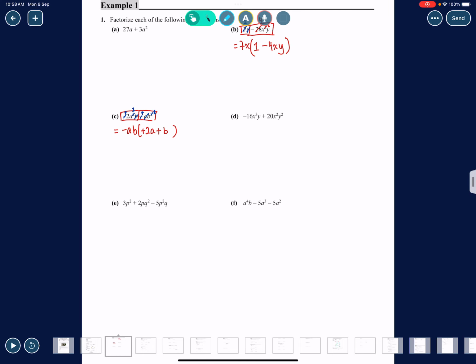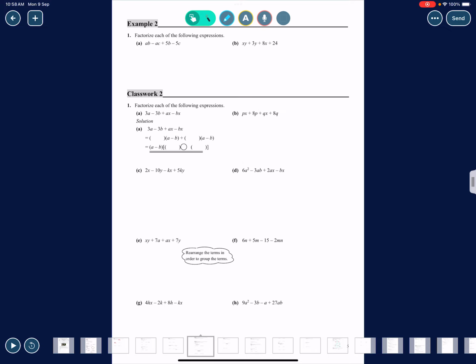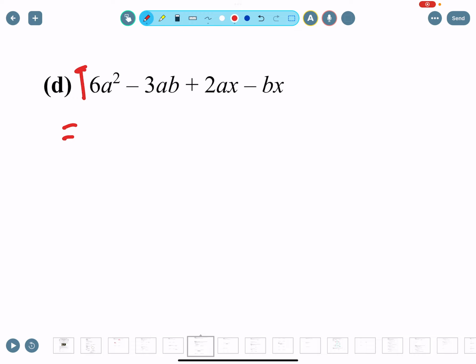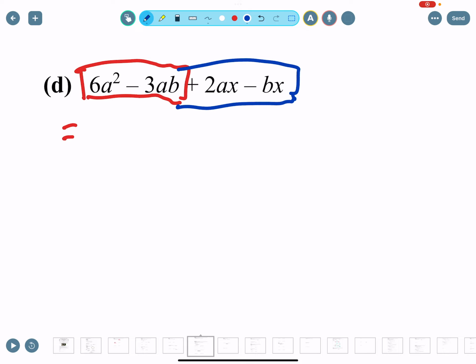Moving on to the next part. The 4 terms. Now 4 terms, I will do 2 questions on this. Usually we group them up into 2 groups. So I'll group this into red, and this one we group blue, red and blue.